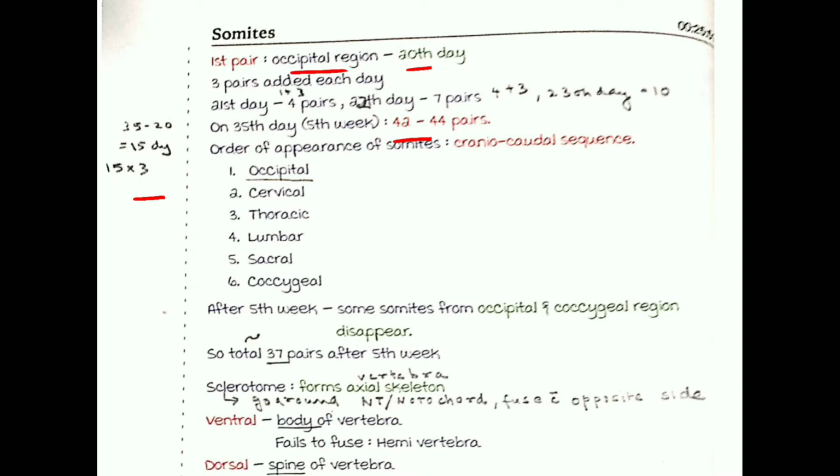The order of appearance of somites is that the first somite appears in the occipital region, then the cervical region, then the thoracic, lumbar, sacral, and coccygeal. So we can see the pattern: the appearance of somites is in a craniocaudal sequence. After the 5th week, some somites from the occipital as well as the coccygeal region will disappear. So the approximate total number of somite pairs after the 5th week, because the occipital and coccygeal pairs disappear, will be 37 pairs.